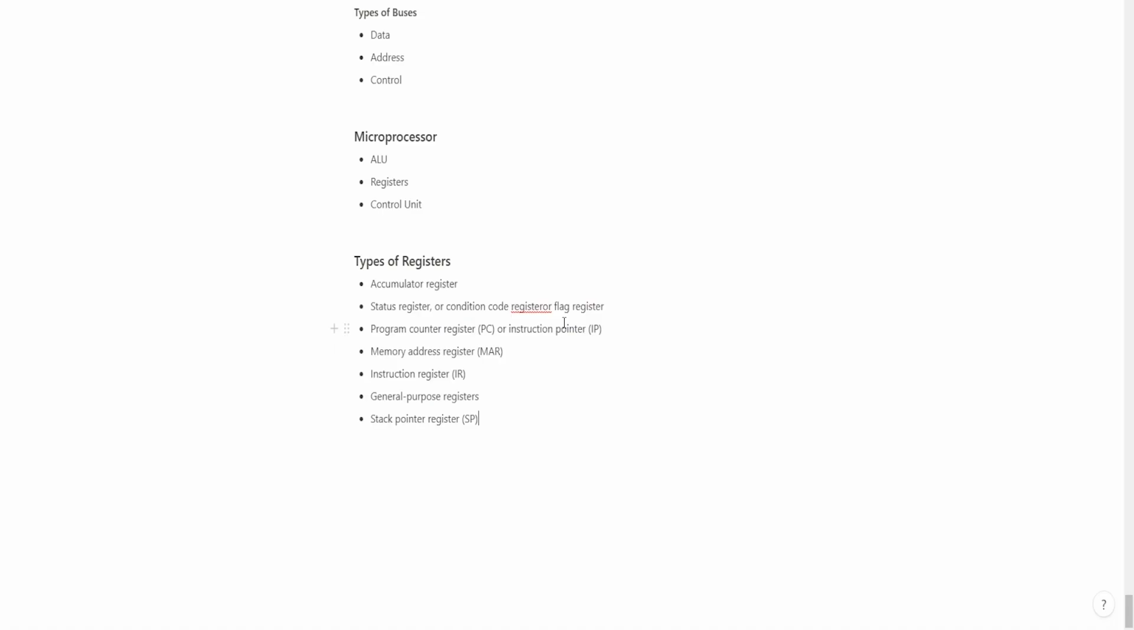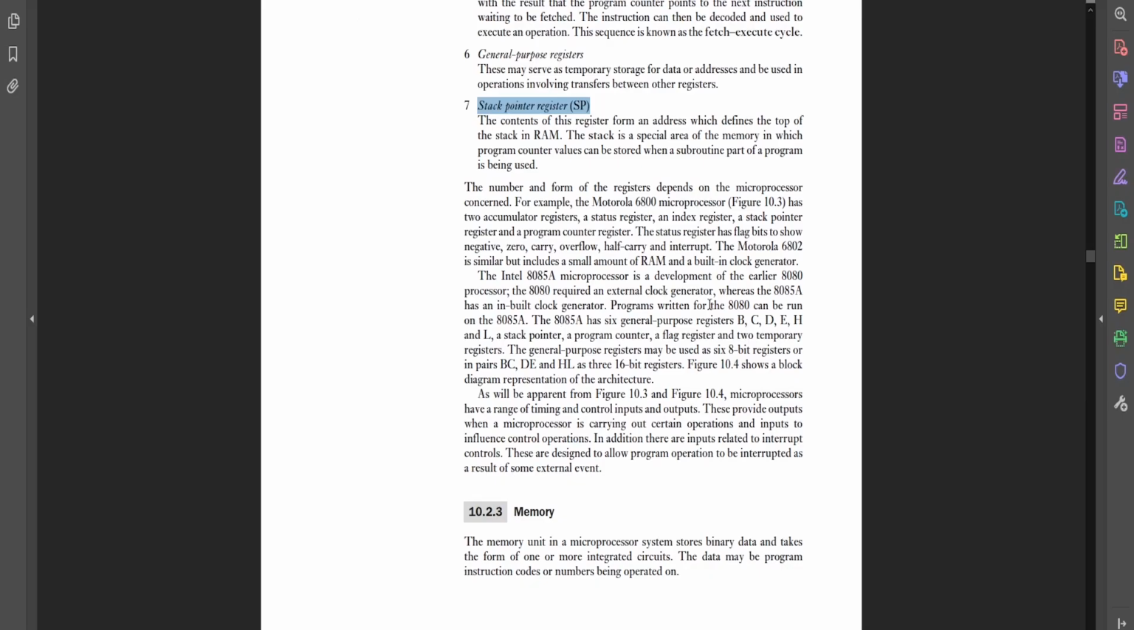Okay, so let's go into memory. The memory unit in the microprocessor system stores binary data and takes the form of one or more integrated circuits. Data may be program instruction codes or numbers being operated on.